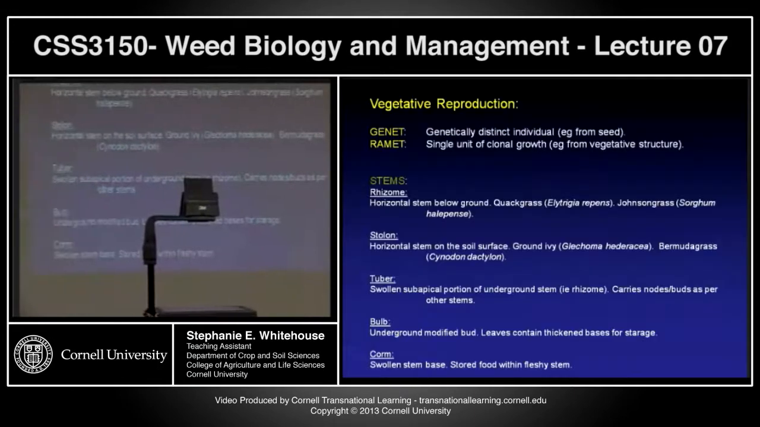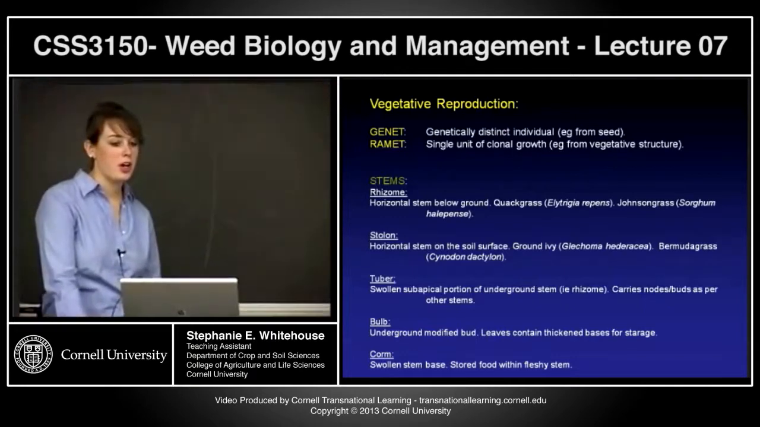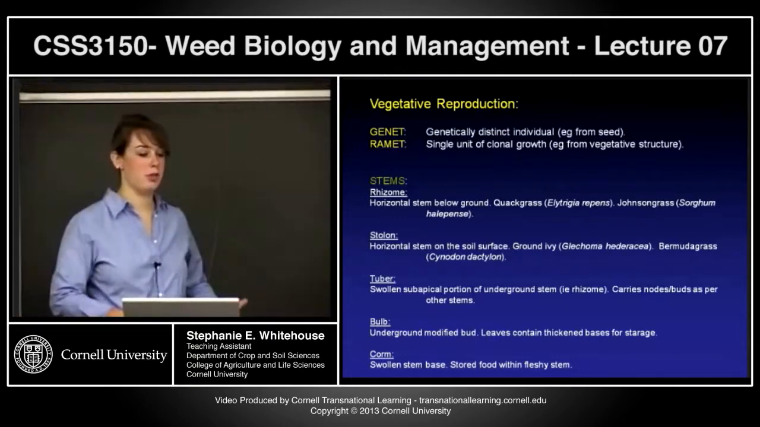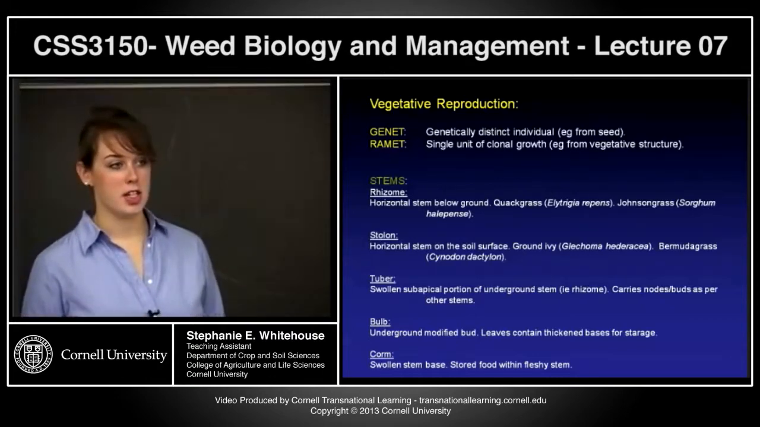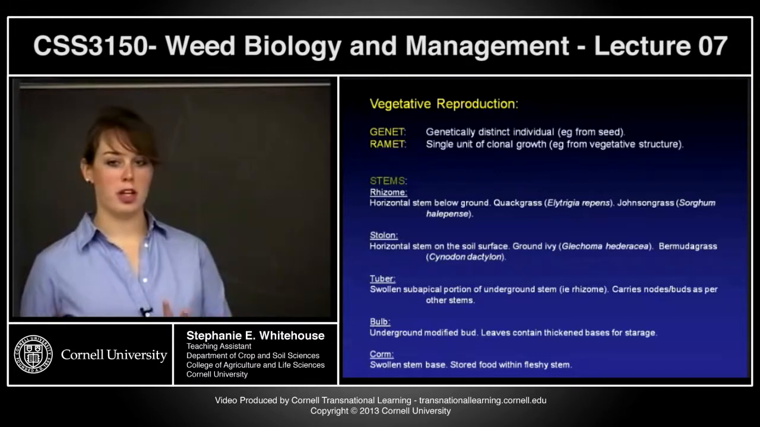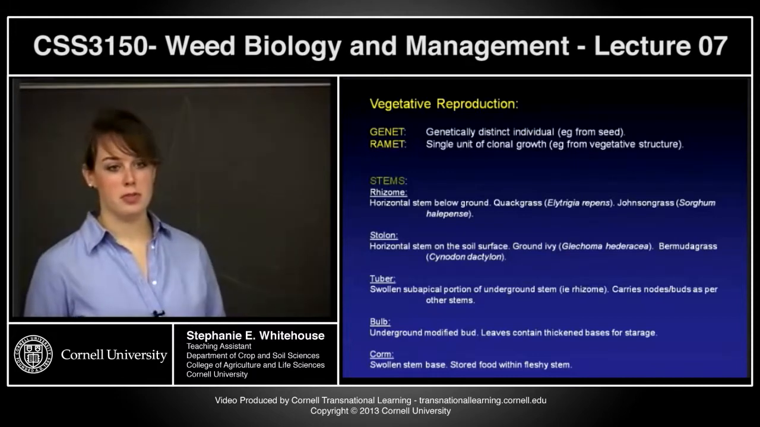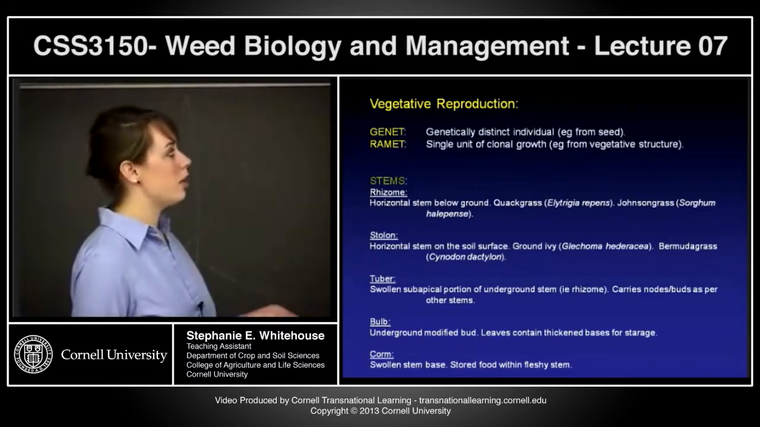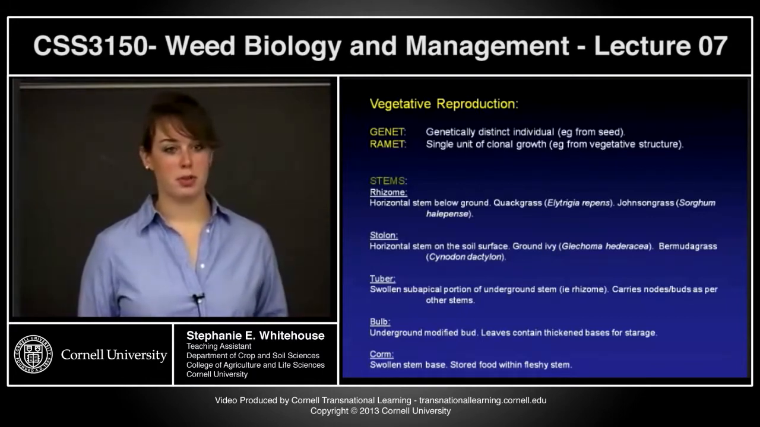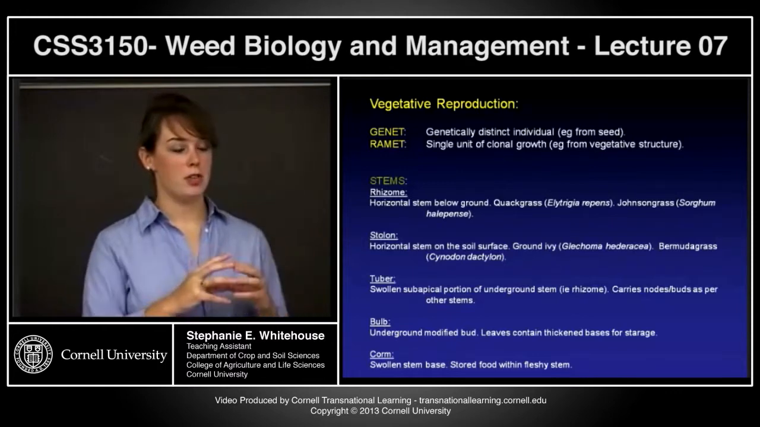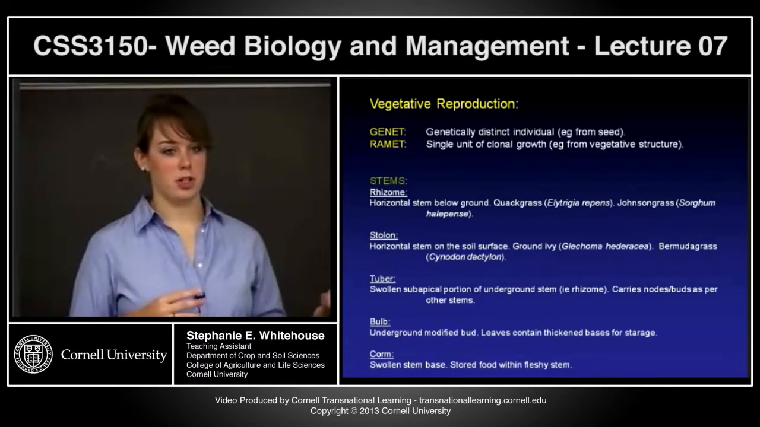Okay. So now moving on to vegetative reproduction. There are basically two different types, or areas, of reproduction. You have a genet, which is a genetically distinct individual. So each singular plant, described as an individual developing from seed or can be a seed, is described as a genet. A ramet is a single unit of clonal growth. So a ramet develops from a genet. Does that kind of make sense? By means of vegetative reproduction.